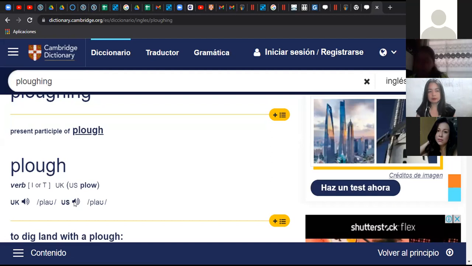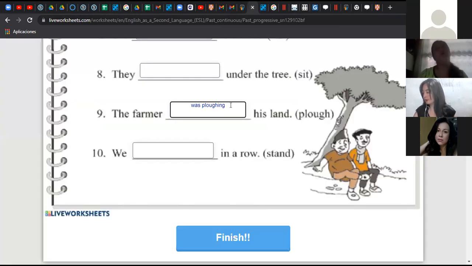So it's plowing. It's not bluffing, it's plowing. Plow. Okay, very good. So it is like ing, plowing. So this one is an exception. Oh, I learned something new too. All right, very good. So you say plowing, like this. The farmer was plowing his land.